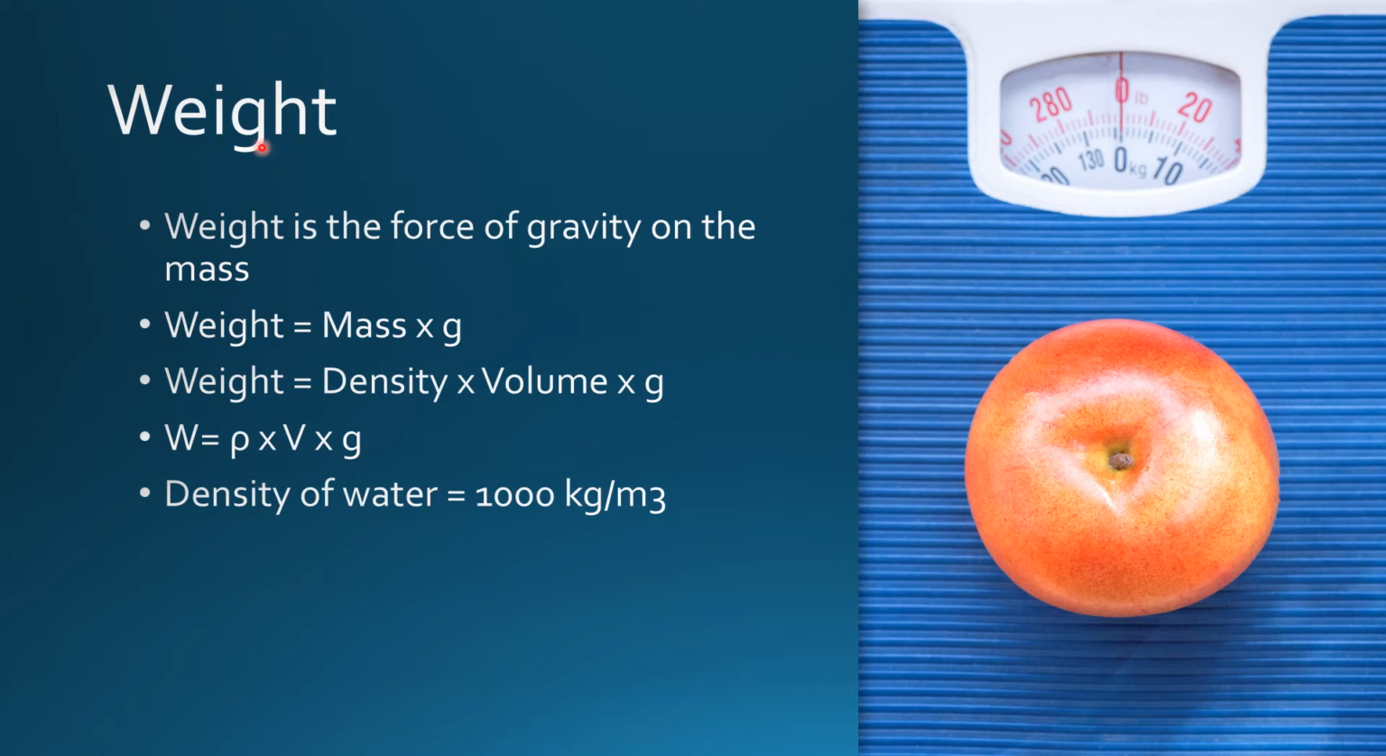But weight is basically a force, and that is mass times acceleration due to gravity, g. We can write this weight in terms of density and volume, because mass is density times volume. So density times volume times g is the weight or the force due to the gravitational pull. And the density of water is 1000 kilograms per meter cube. So generally in hydrostatics, we'll talk about water, and the density of water is 1000 kilograms per meter cube.